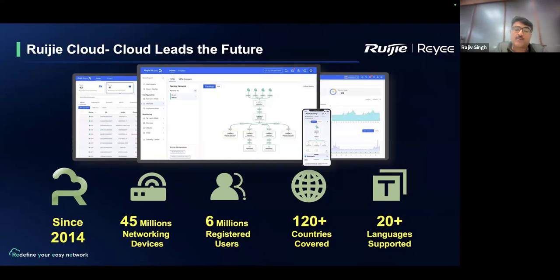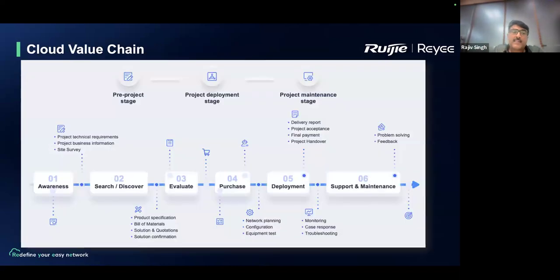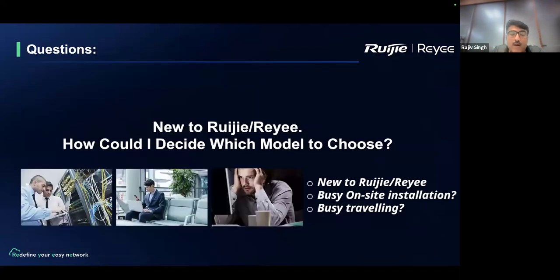So 45 million plus devices are hosted on the cloud, with 6 million plus registered users, covering 120 plus countries and supporting 20 plus languages today. These are the cloud value chain, starting from BOM till maintenance and management. We are providing everything from our cloud. Now I am asking one question: Reyee, how could I decide which model to choose? This is the first step for a new entrant. You want to buy Reyee devices, but you don't know which model to choose. I'll show you how easily you can choose.